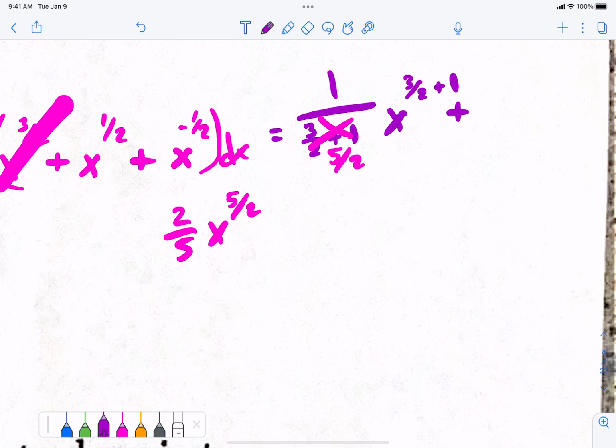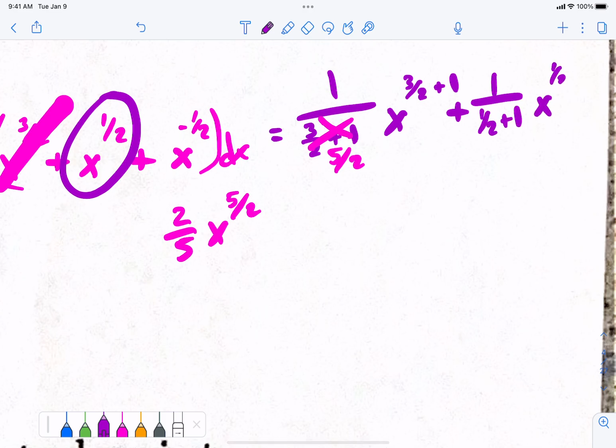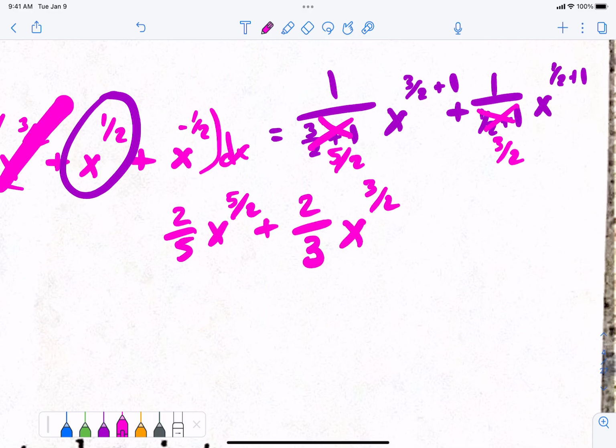All right, so plus x to the 1/2 power is 1 over n plus 1. What's n? Same thing we did. It's 1/2. x to the 1/2 plus 1. What is 1/2 plus 1? 3 over 2. So this is 2 over 3 x to the 3 over 2. Are we getting it? Kind of, ish.